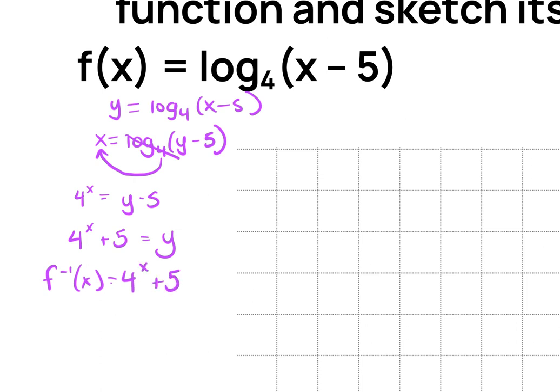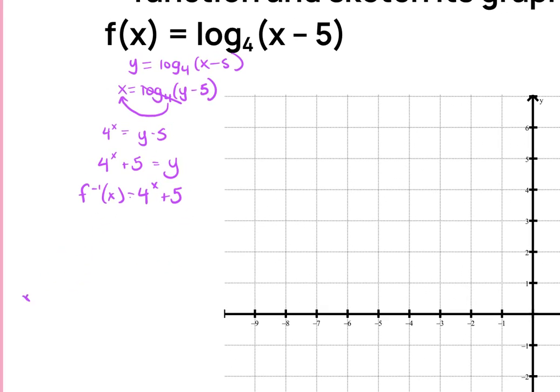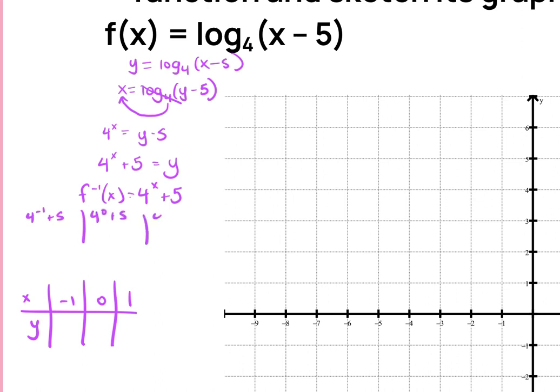So once I find these points, I have to switch them. So I do my x and y chart. I plug in for x. I'd get 4 to the negative 1 plus 5, 4 to the 0 plus 5, 4 to the 1 plus 5.